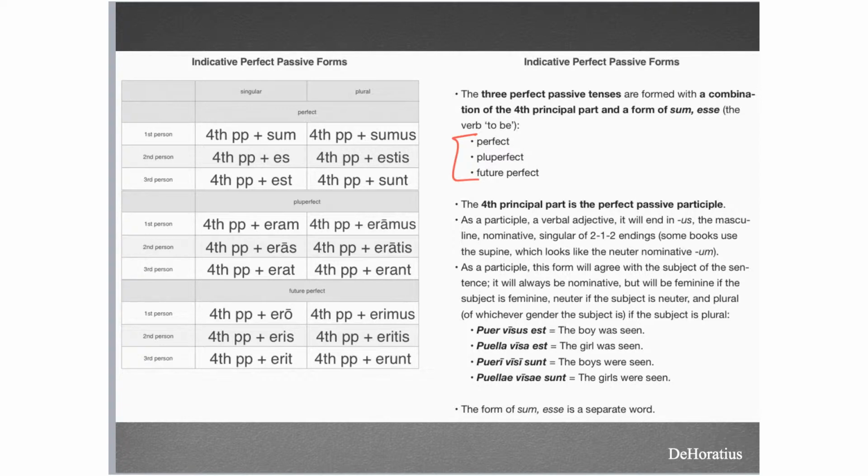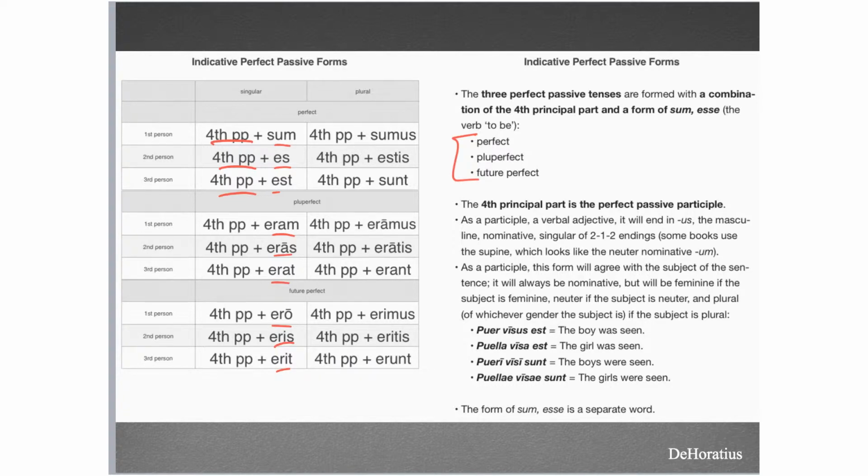And each of those tenses is going to use the fourth principal part, all right, and then some form of the verb to be, and that form will change based on whatever tense you want. And this is a separate word. So you might remember from the active, the pluperfect and the future perfect used forms of the verb to be, or forms similar to forms of the verb to be in the future perfect tense's case for some forms, as endings. For the passive forms, they're going to be separate words.